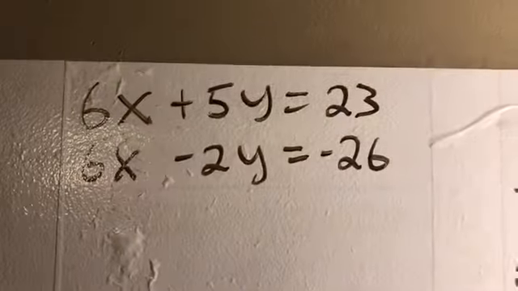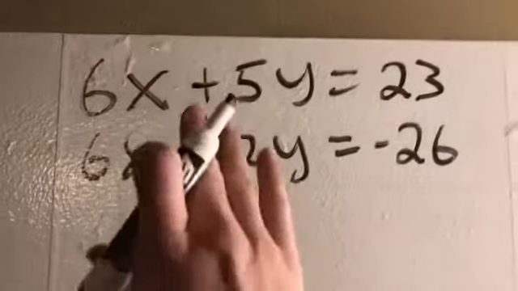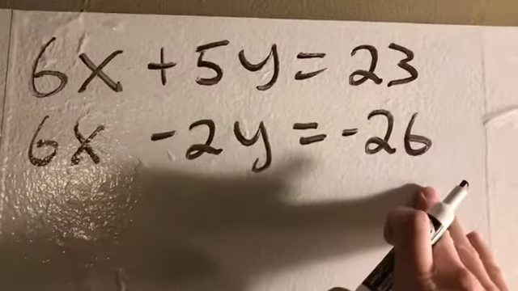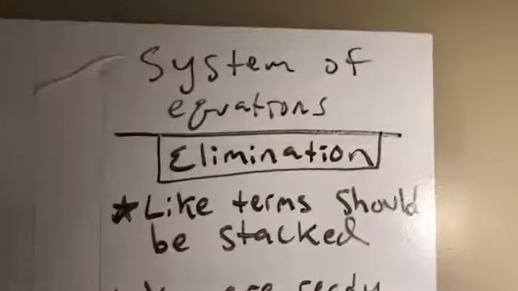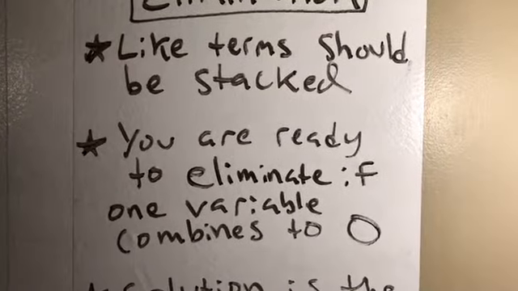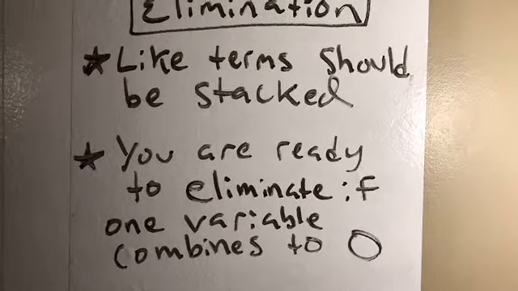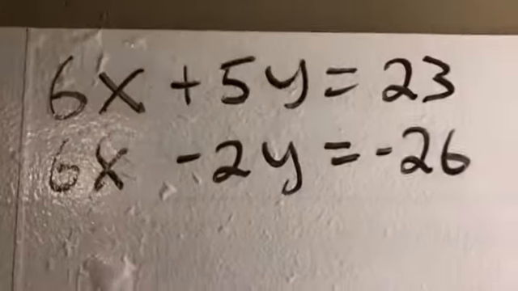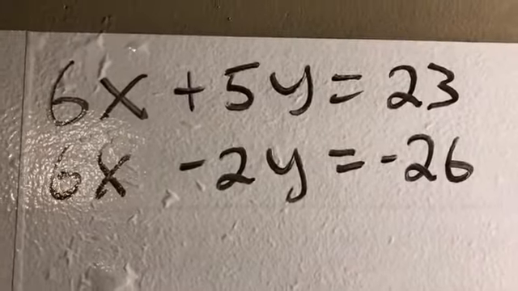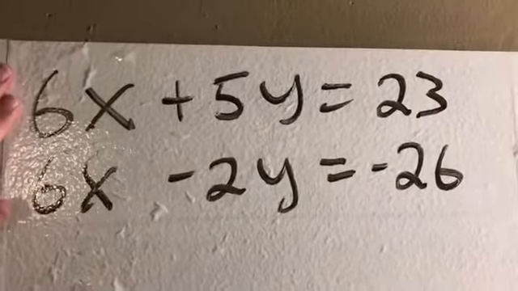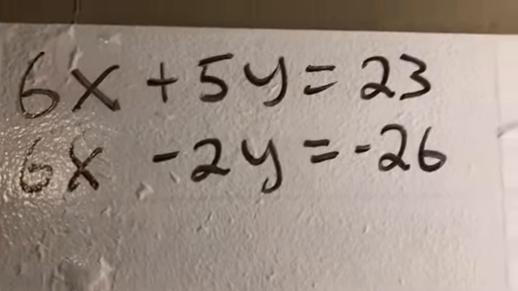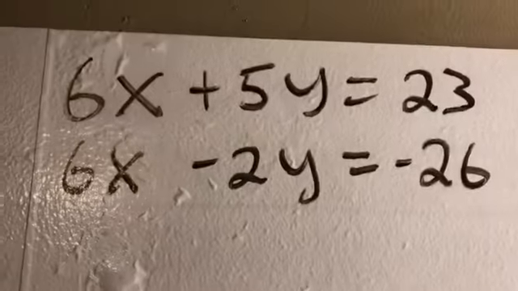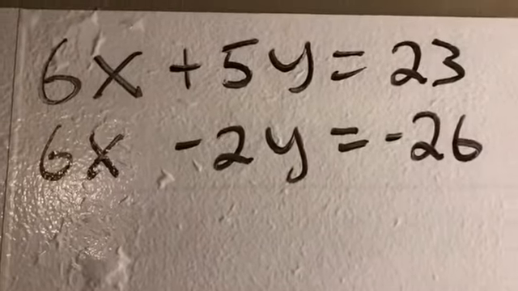Let's try another one here. So I see, first of all, my like terms are stacked. The x's, the y's, the equal mark, the numbers are all stacked. So elimination is possible here. But we're only ready to eliminate if one of our variables will combine to 0. So if I go ahead and go straight to the elimination, which looks like we're adding up the two equations, 6x plus 6x is 12x. 5y minus 2y is 3y. So right now, we're not ready. Neither of the variables are quite ready to set up.